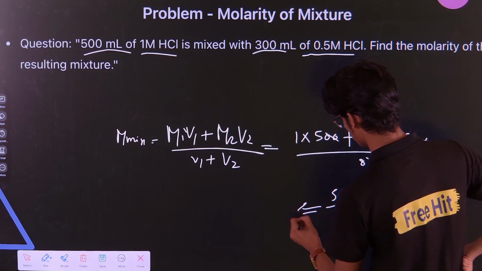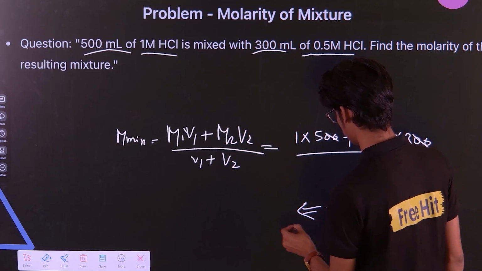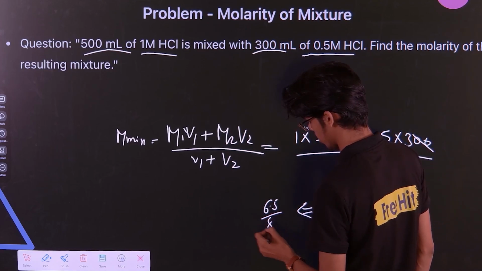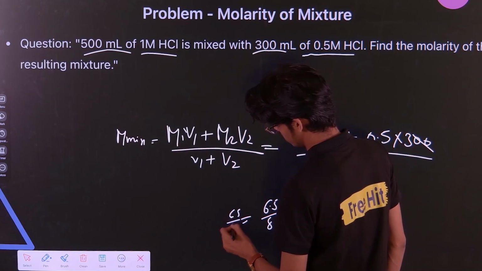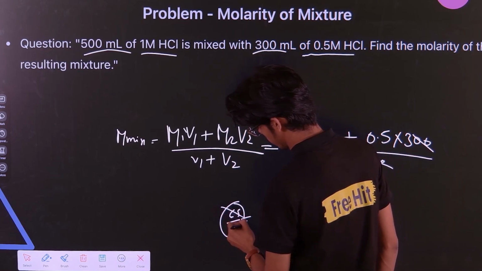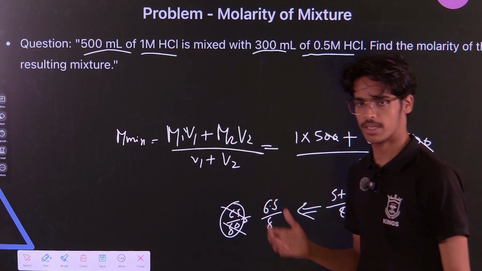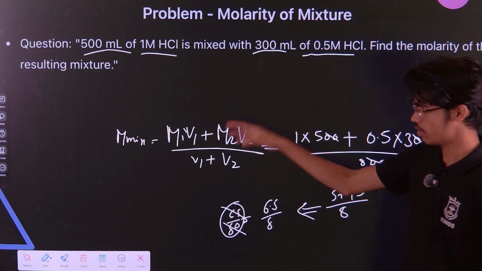So what is the answer? 6.5 by 8, so it's like 65 by 80. It doesn't matter, you can just divide and get the answer. That's how it is done. I hope you are able to understand this particular question.